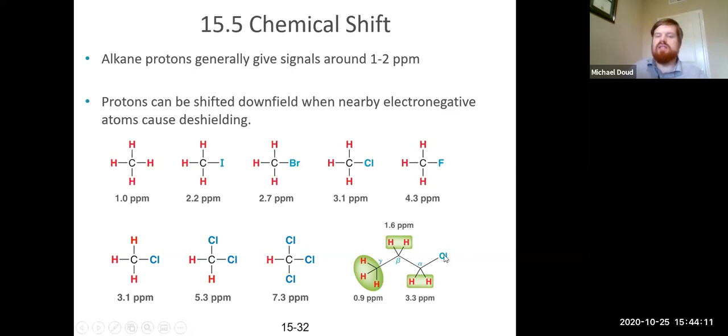And this also diminishes the further away it is, right? So an alpha carbon is going to experience the greater effect from the bonded chlorine, whereas the beta carbon has just a small effect, and then the gamma carbon really doesn't experience anything.